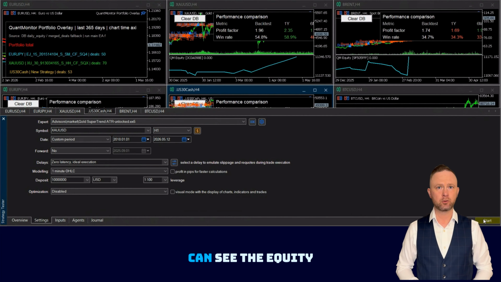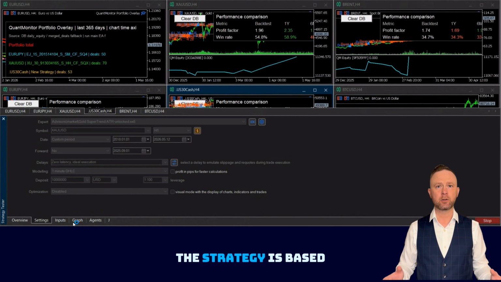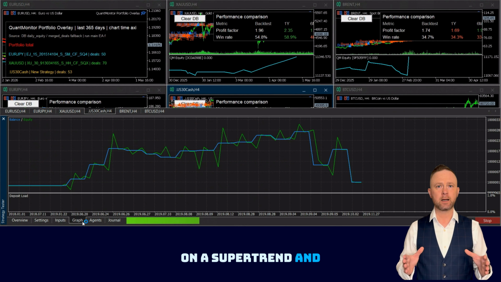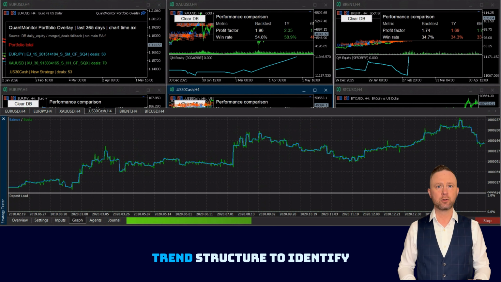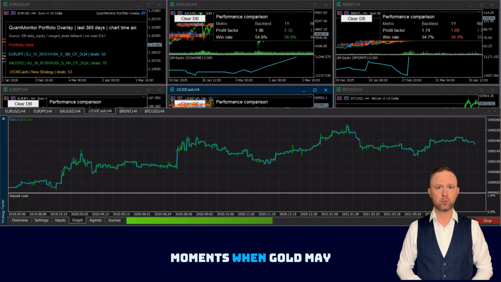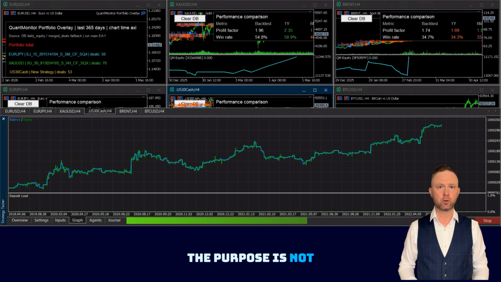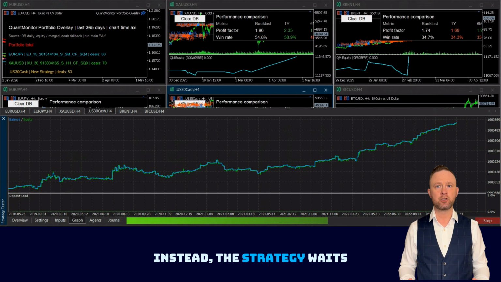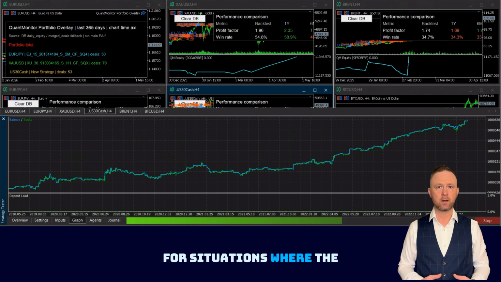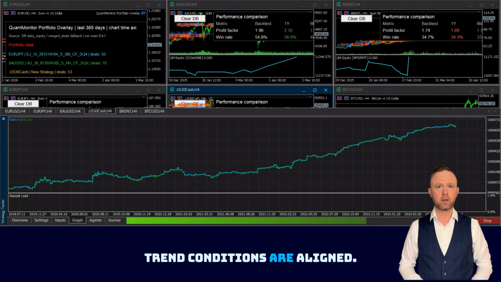On the screen, you can see the equity curve of the XU Gold ST ATR H1 strategy. The strategy is based on a SuperTrend and ATR style logic. It uses volatility and trend structure to identify moments when gold may continue in a directional move. The purpose is not to catch every small fluctuation. Instead, the strategy waits for situations where the market structure, volatility, and trend conditions are aligned.